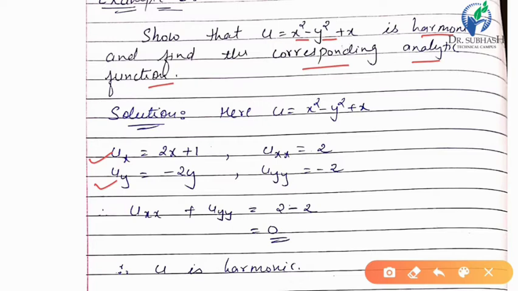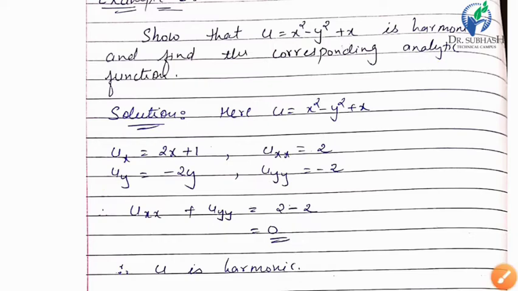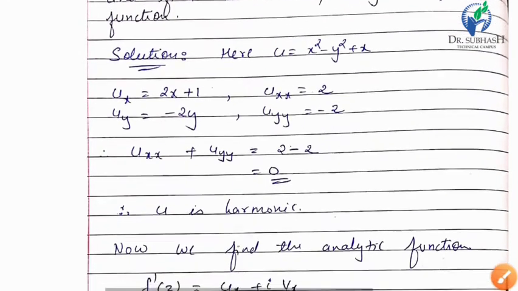Now again I will find uxx and uyy. So uxx will be equal to 2 and uyy equal to minus 2. I will add these, uxx plus uyy. So I get 2 minus 2, that is 0. So according to our condition, if uxx plus uyy equal to 0, then the given function is harmonic.